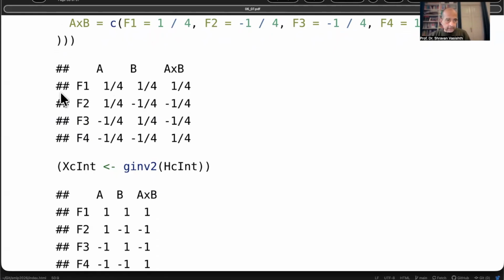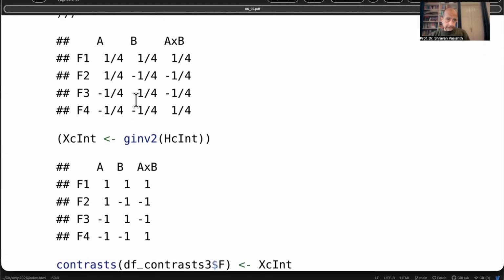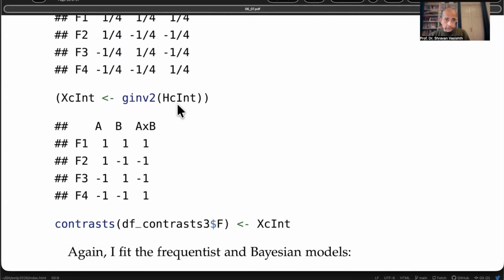But you can see that for the main effect of A, this condition is paired up as +1 and these are -1. So we are asking for a difference between the mean of F1 and F2 against the mean of F3 and F4, and so on, right? So if you invert this matrix, okay, this matrix contains these null hypotheses. You invert this matrix using the generalized inverse, you will get the +1s and -1s that correspond to the omnibus ANOVA, okay?